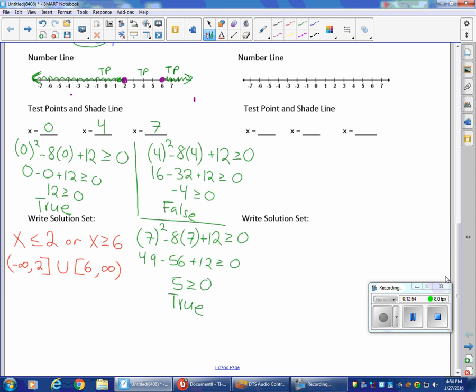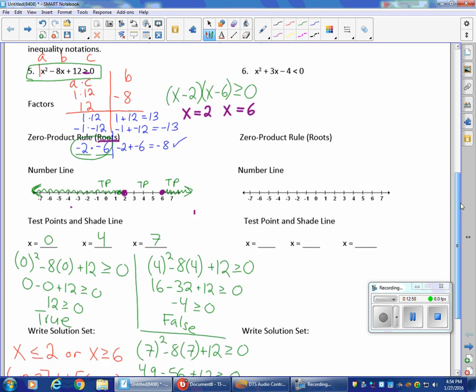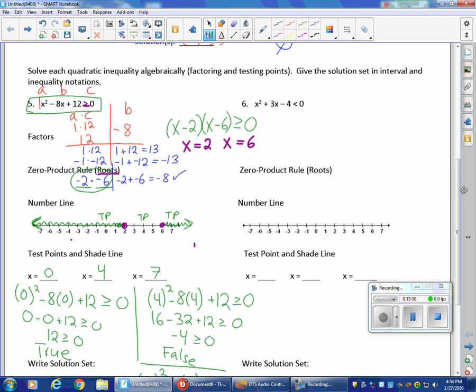Okay. So we're going to take the same method, the same approach, to number 6. So as we start this one, we started in the same way. So AC is 1 times negative 4. So that's negative 4. And my B is positive 3. So what two numbers multiply to give me a negative 4? Well, a negative number means I need one negative, one positive.